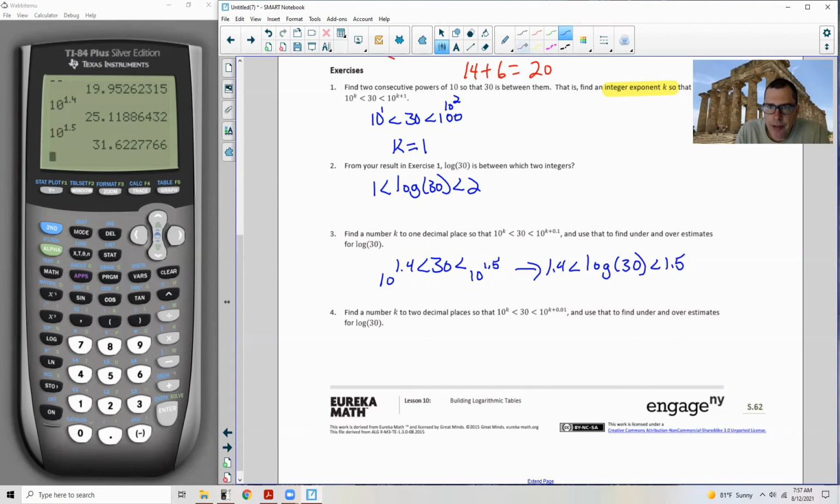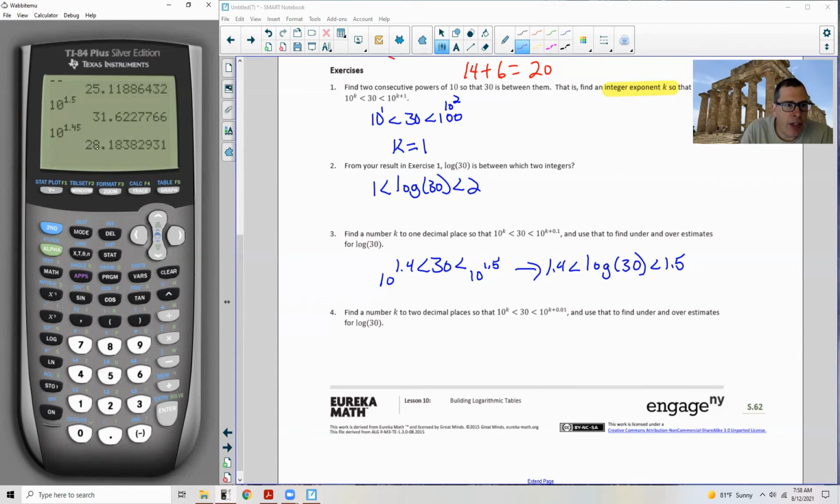Number 4 says, find a number k to 2 decimal places so that 30 is between those, and use that to find the under and over estimates for log 30. So we're getting more accurate. Here's what they're doing. I know it's 1.4 something. 1.5 was too many. So we'll start with 10 to the power of 1.4. And I like going in the middle, and if I'm over, then I can cut my number line in half instead of checking all 10. So I'm going to start out with 1.45 in the middle.